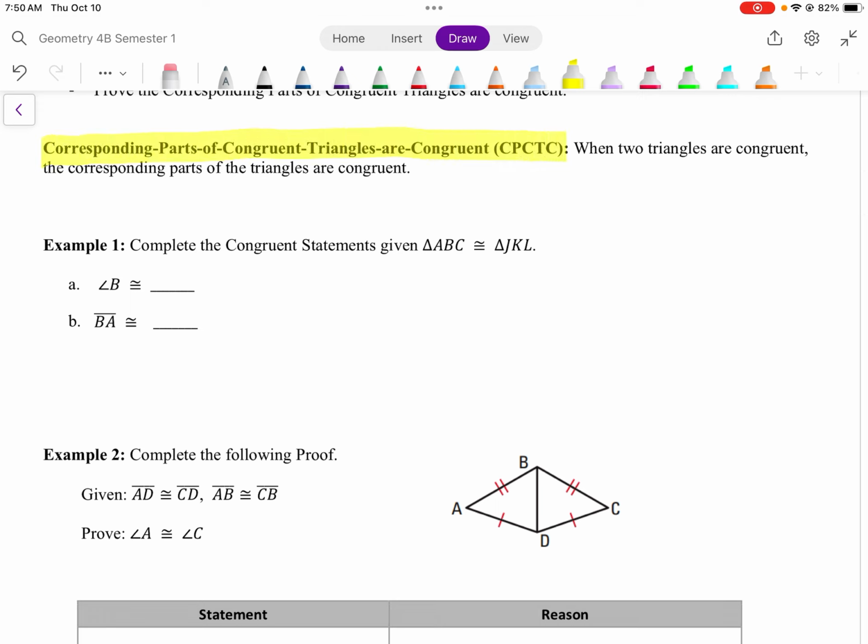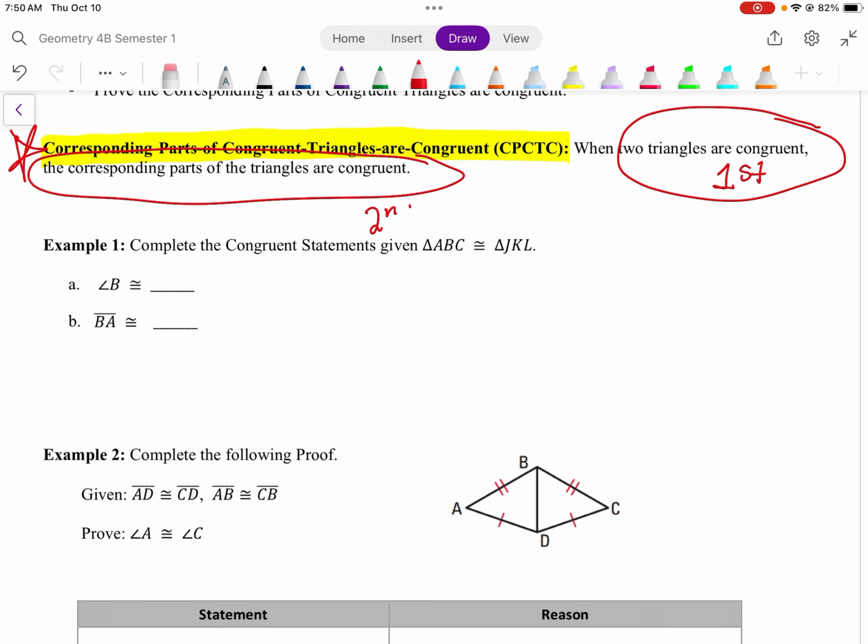You will need this when we are completing a couple of proofs, either on the review or the test. So it is important that you are reviewing this vocabulary word so you can remember it when you need it on the test or the quiz. So when two triangles are congruent, the corresponding parts of that triangle are then going to be congruent. So in a proof, first we have to show that the triangles are congruent, then we can say the corresponding parts are congruent.